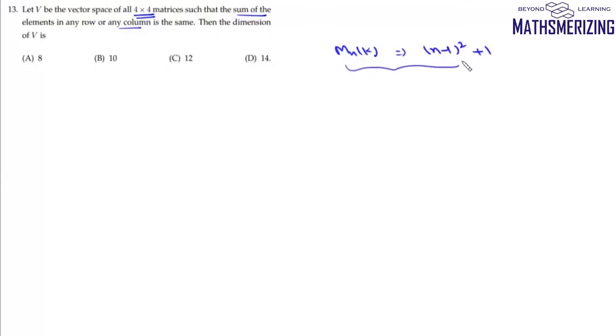If you are interested to know from where we get this formula, I'll put the link to a detailed solution in the description below. Now in our case, value of n is 4. So we'll put n as 4. Then this value will be (4 minus 1) whole square plus 1, which is 3 square, 9, plus 1 is 10. So the dimension of subspace V is simply 10, and that's your option number B.